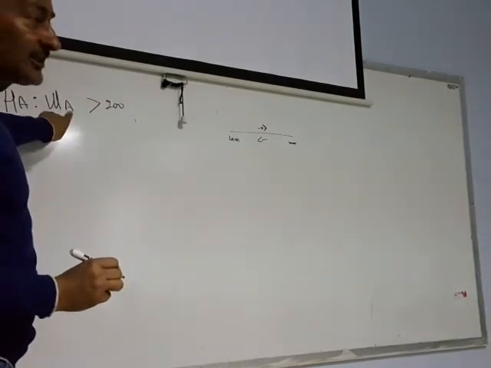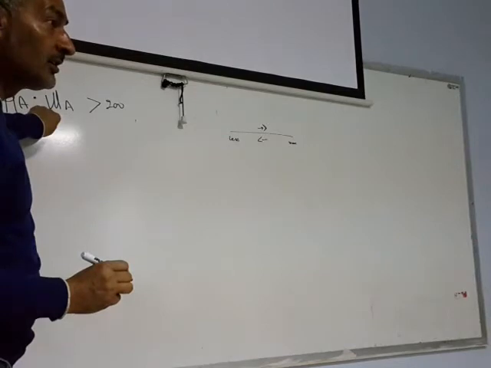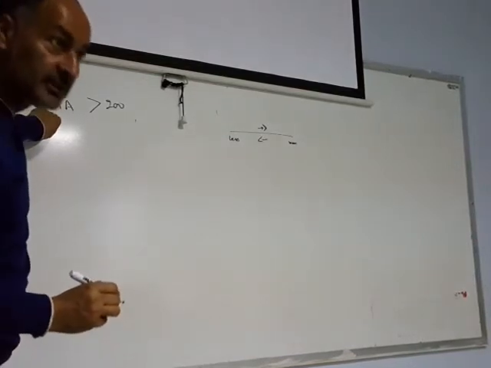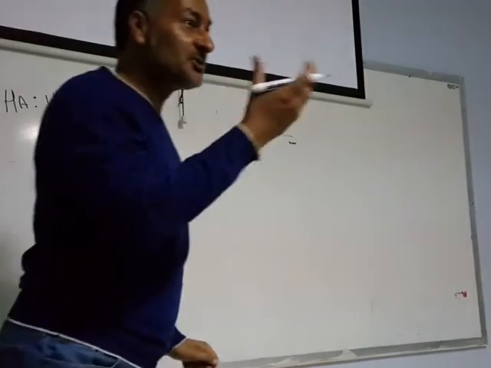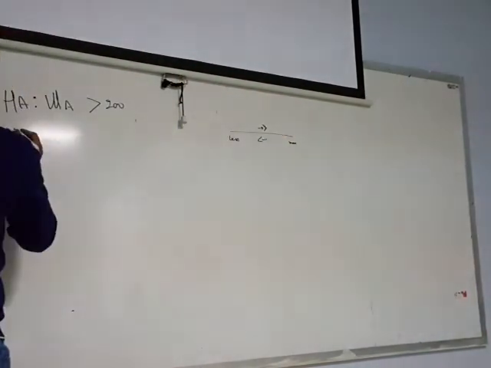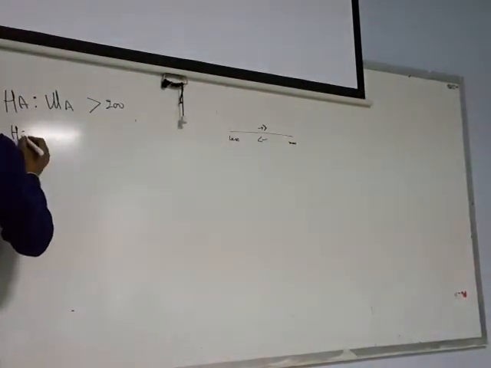But this was about the alternate. But what's this symbol? Mu. Mu means? Population mean. Mean of the whole population. So we are talking about some quantitative variable, which you can measure. So what will be the null hypothesis for this? Zero.